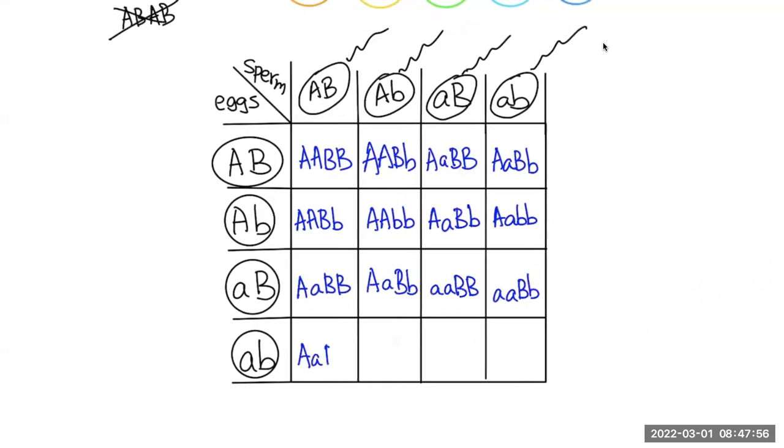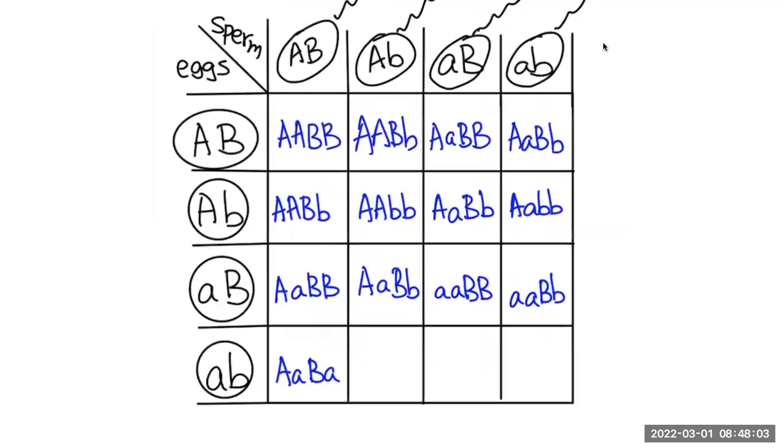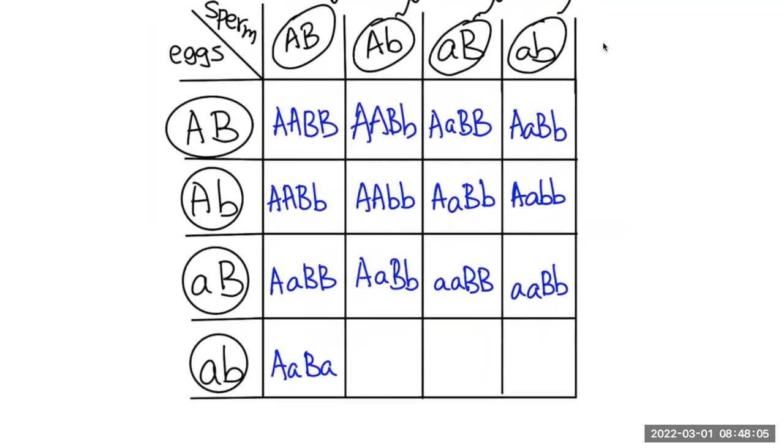Just want to remind you that because this is a complete dominance scenario, we're not going to work with anything more complicated than complete dominance. The big A represents the dominant. The lowercase will represent the recessive. And when you write out genotypes like these, always put the dominant at the front.